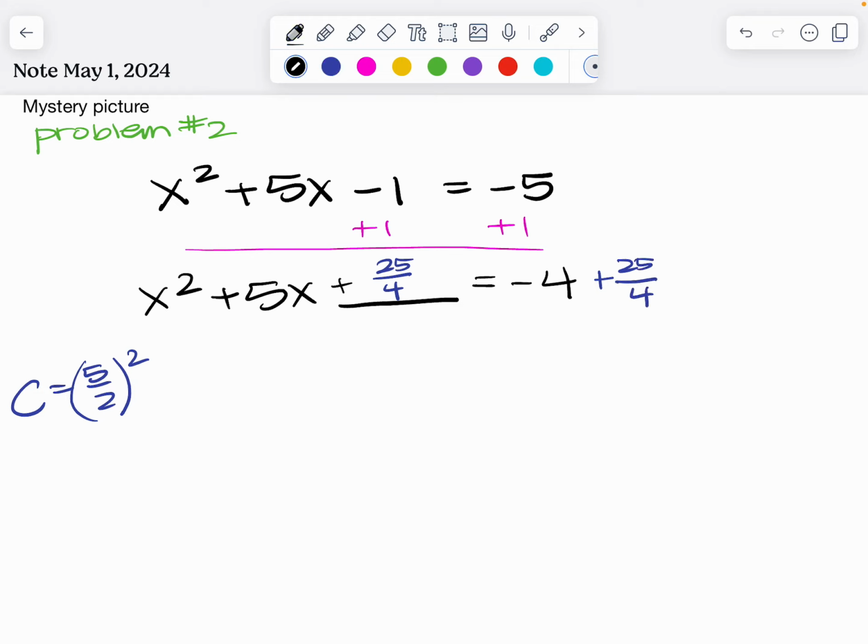All right. Now, the whole reason I did this was because now I have a perfect square trinomial on the left-hand side. So that would be x plus 5 halves quantity squared.